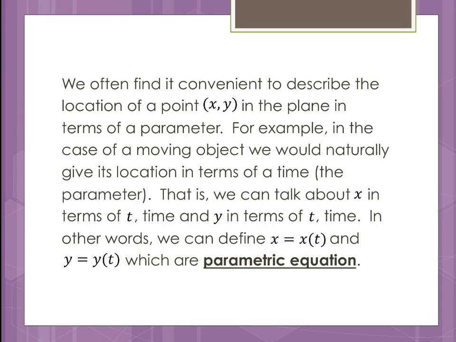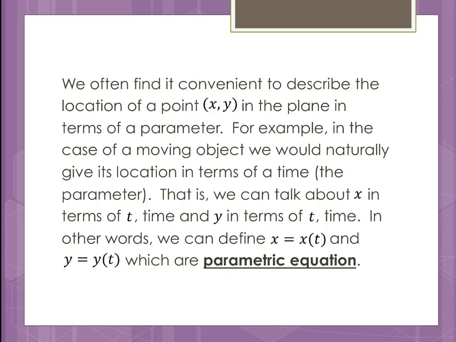We will often find it convenient to describe what x and/or y is doing in the plane by using a specific kind of parameter. The parameter that we're often going to use is the letter t. And t, in context, is often representing time. So for instance, if you had a moving object, you would naturally give its location in terms of the time. That is, when it is at a specific value for x, and when it is at a specific value for y.